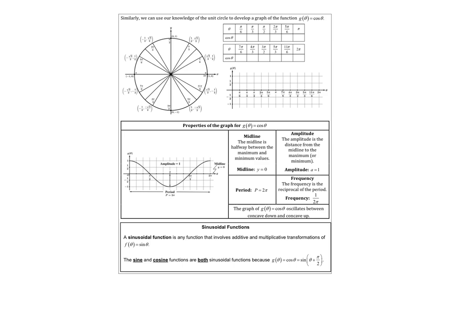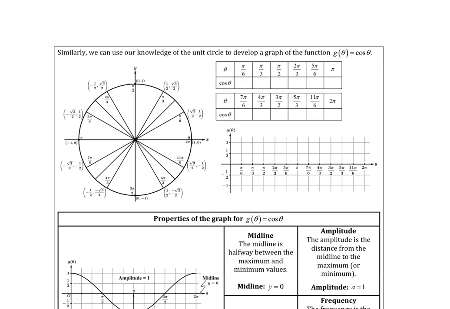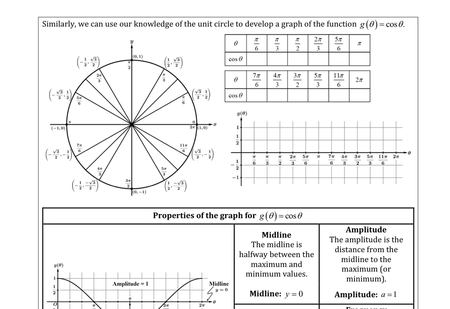Hello everyone, today we're going to be graphing the cosine function. So let's start off similarly to how we did when we were graphing the sine function. We're going to use the unit circle to get those y values out. So I'm just going to go ahead and quickly fill in this table using the x values, or the cosine values, from the unit circle. You can see after filling out the table that now we can go ahead and plot these points.